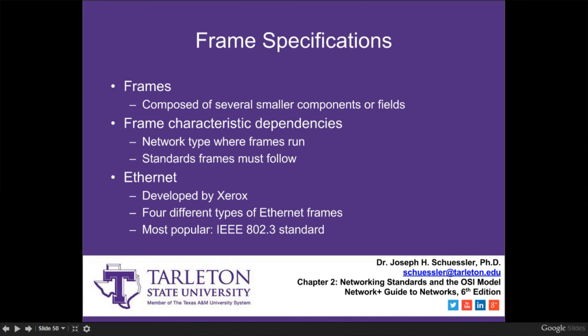Ethernet is by far the most common protocol at this layer. It's been around for quite some time at this point. It was originally developed by Xerox. And while there are 4 different types of Ethernet frames, the most popular are definitely 802.3 and 802.11. 802.3 is wired Ethernet. 802.11 is for wireless.